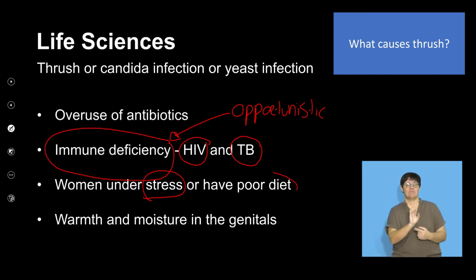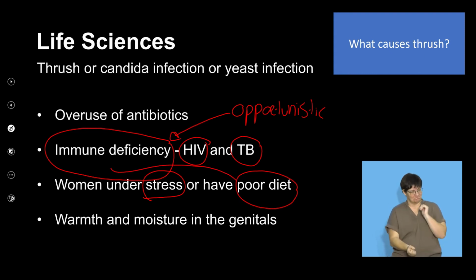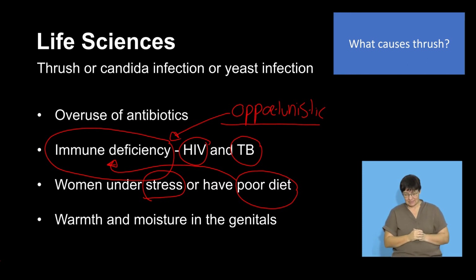Also, having a poor diet, if you don't eat properly. And a lot of times eating also helps with your immune system. A poor diet also can mean that your immune system is not working as well, which makes the fungus a lot more opportunistic. And guys, over here, I know there's warmth and moisture in the genitals.